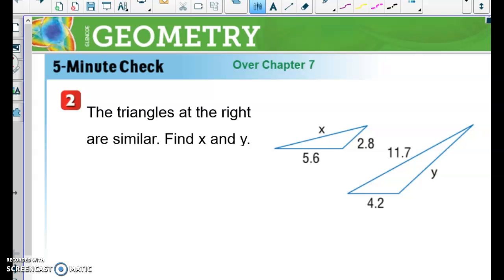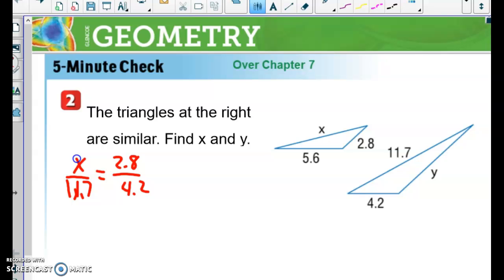We are looking at section 8.1, and we have a couple review questions here before we start on the new stuff. And we have some similar triangles, and we're supposed to find x and y. So I'm going to say x is to 11.7 because those are the longest sides both. And if we look at the shortest side, 2.8 is to 4.2. Now I'm pretty sure you guys can all solve that, so I'm not going to.